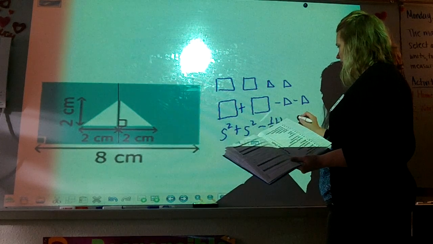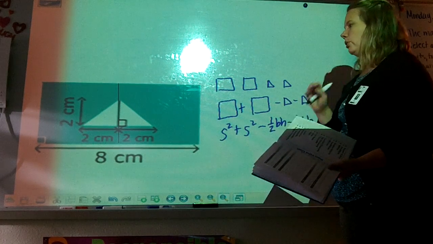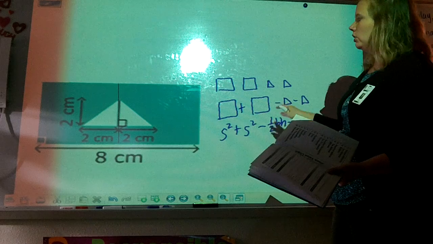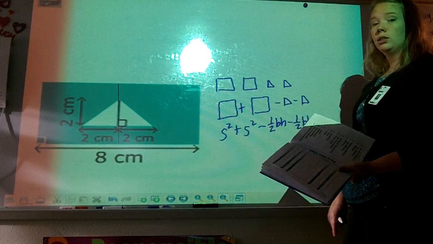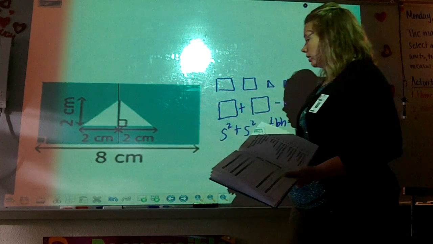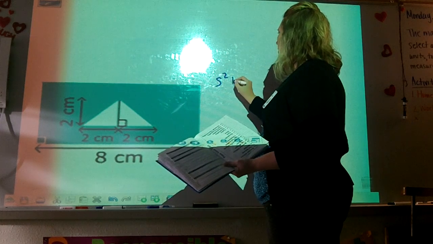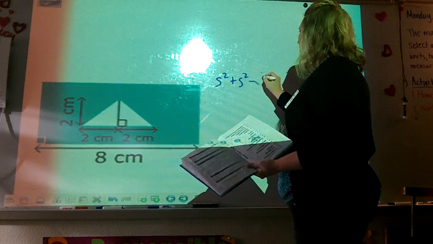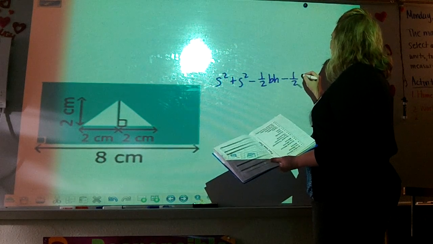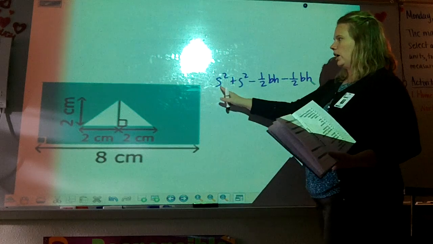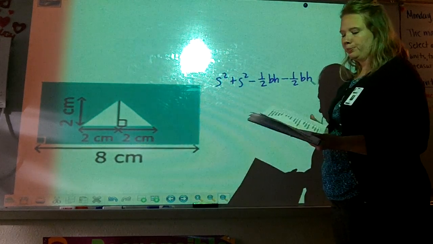Okay, and I do the same thing for the second triangle. Now I'm going to switch to another screen just so I'm sure that we have enough room to go ahead and work this all out. It's going to be the same problem. We originated with side squared plus side squared minus 1/2 base times height of the triangle minus 1/2 base times height of the triangle. So the side squared of the square and 1/2 base times height of the triangle.